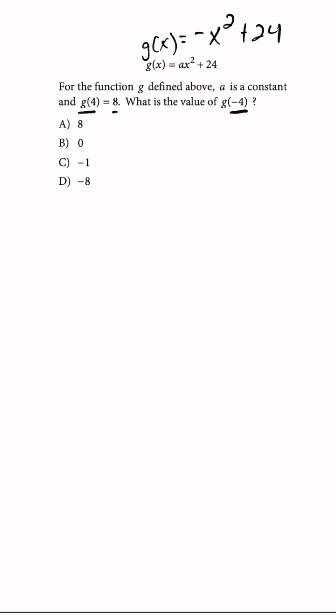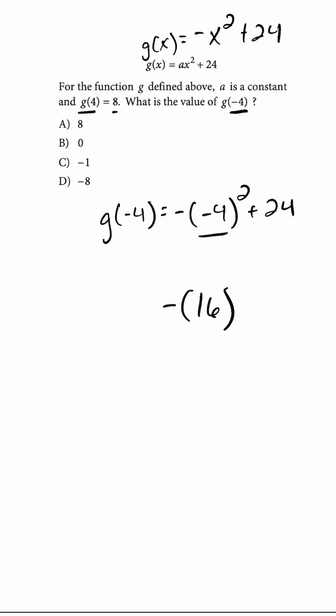When we do that, we'll have g of negative 4 is equal to negative, and then parentheses, negative 4 squared plus 24. Now we just have to use order of operations. The first thing we'll do is negative 4 squared. Negative 4 times negative 4 is positive 16. So we're going to have negative parentheses 16 plus 24. Then we have to apply this negative to the 16, so that's the same thing as negative 16 plus 24.